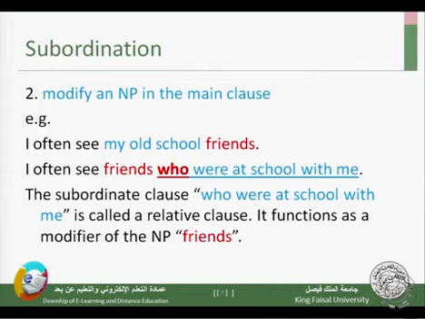So we can say I often see friends who were at school with me. Friends who were at school with me. You notice who were at school with me modifies the NP friends, which is in the main clause. I often see friends, so this is the main clause here, who were at school with me. This is the subordinate clause, and in this case the subordinate clause modifies the NP in the main clause.